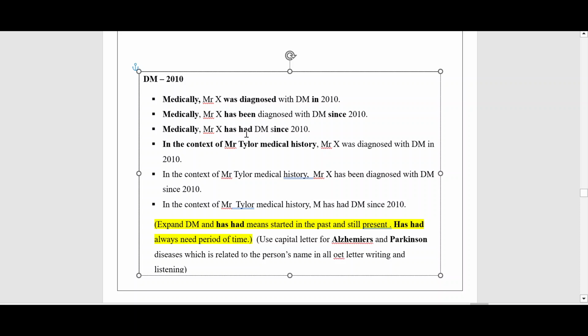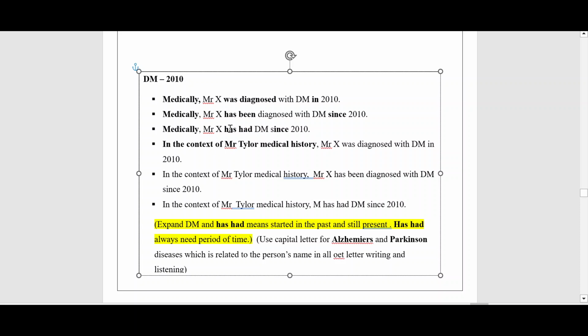Medically, Mr. X has had means still it's present. But most of the time in the OET letter writing, when there is diabetes, hypertension, osteoporosis, cholesterol, these are long-term illnesses. So when we are getting such conditions from the patient as a past medical history, we had better start the sentence with: medically, Mr. X has had DM since 2010, or Mr. X has had diabetes, hypertension and cholesterol since 2010 respectively. That I will teach later anyway.